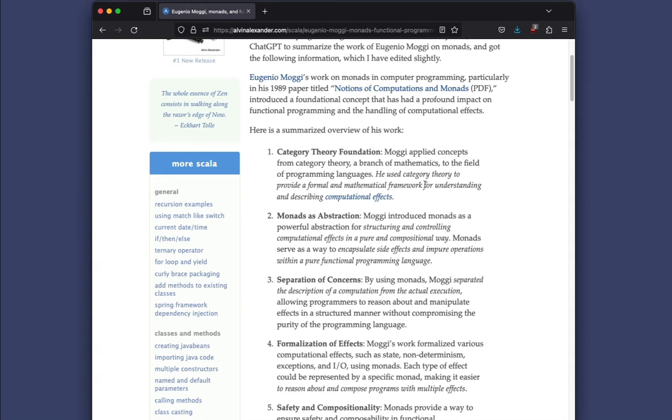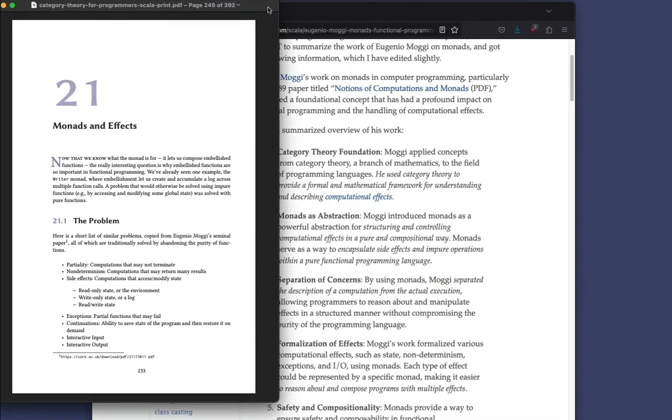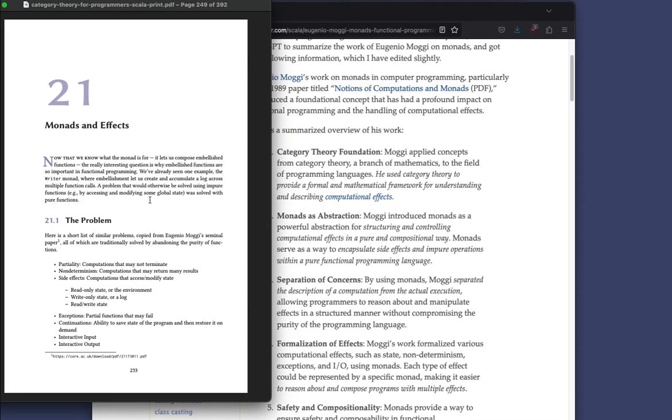So the first thing to say is that he used category theory to provide a formal and mathematical framework for understanding and describing computational effects. And to that end, I have another document here, and I'm just going to show the name of this author because I'm afraid I'd butcher it if I tried to say it. But this is from a book, and you can see the title up here. It was Category Theory for Programmers, and this was the Scala edition of that. So in this sentence over here, when it talks about providing a formal and mathematical framework for understanding and describing computational effects, that's described pretty well over here in this book.